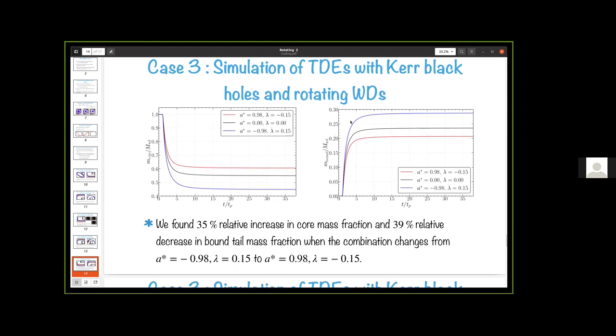Next, the same thing is evident in the bound tail mass fraction plot, and we obtained almost a 35% relative increase in the core mass fraction and a 39% relative decrease in the bound tail mass fraction when the combination changes from a* equals minus 0.98 and lambda 0.15 to a* equals 0.98 and lambda equals minus 0.15.